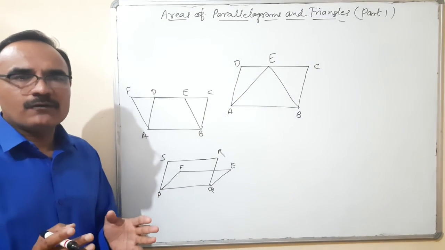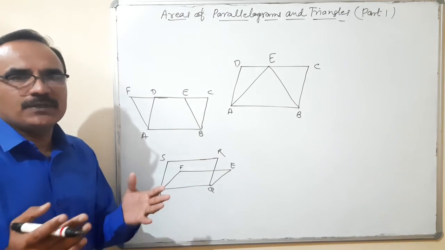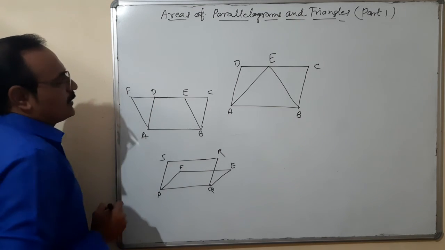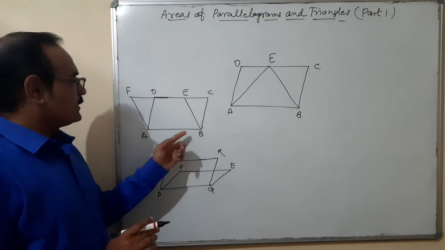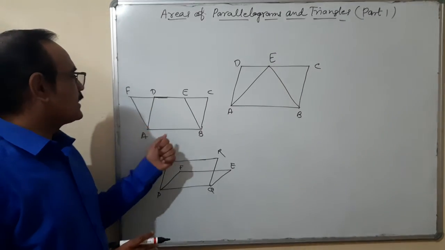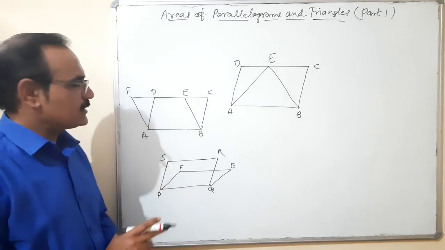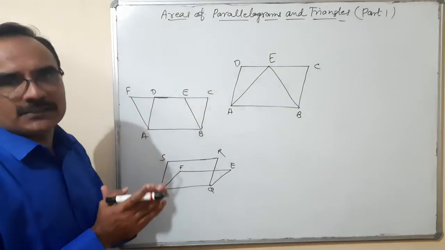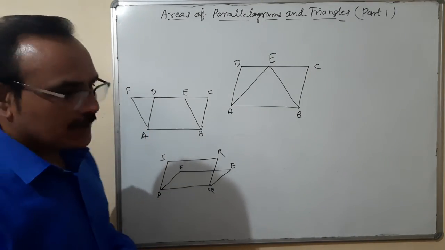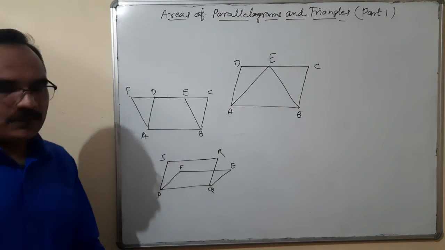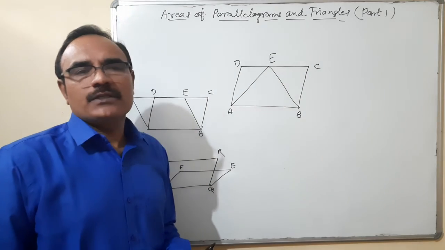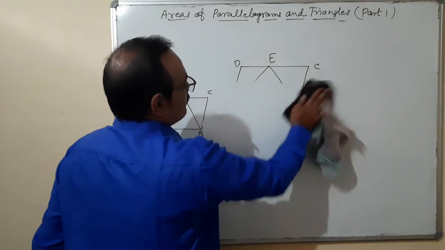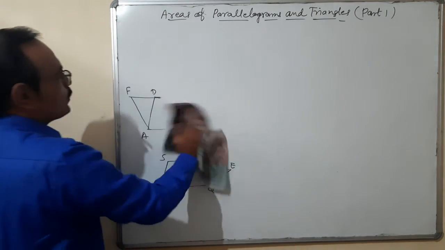You have to understand which type of parallelograms are on the same base between same parallels, yes or no. Now leaving these two, coming to here, there are two parallelograms, one is ABCD, second is ABEF. They are on the same base AB, and they are between two parallels. So one theorem is there. This theorem we are going to prove, and the theorem says: parallelograms on the same base and between same parallels are equal in areas.